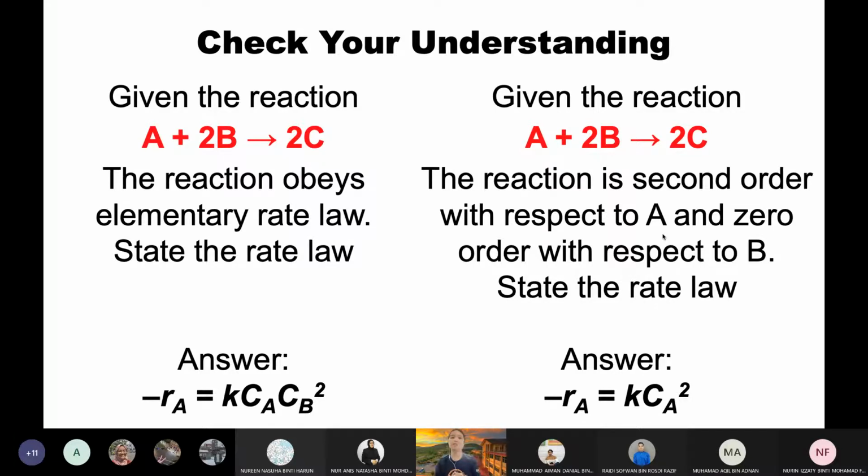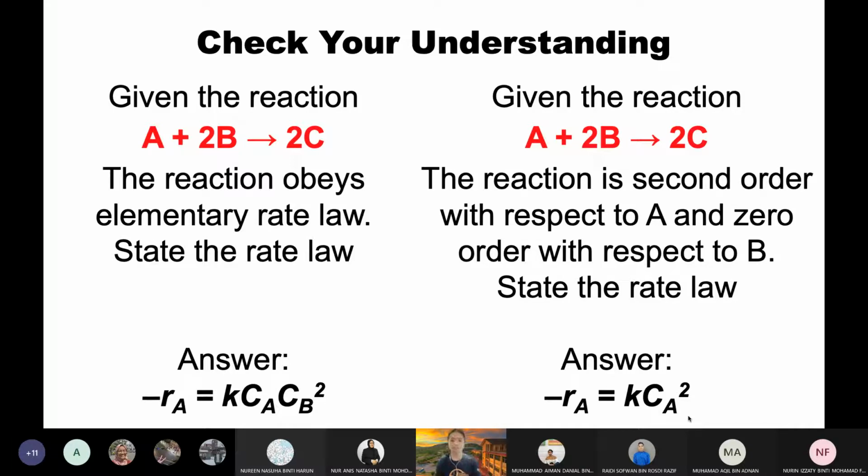So rate law dia akan menjadi minus RA equals to K. K is still there, don't forget. Now becomes CA power of 2. Why power of 2? Because this says reaction dia second order with respect to A. Then what about B? Okay, so dia kata for B, zero order. So CB power 0 is actually 1. That's why you see there's no more CB there because CB power 0 is 1. So the rate law becomes minus RA equals to KCA square.